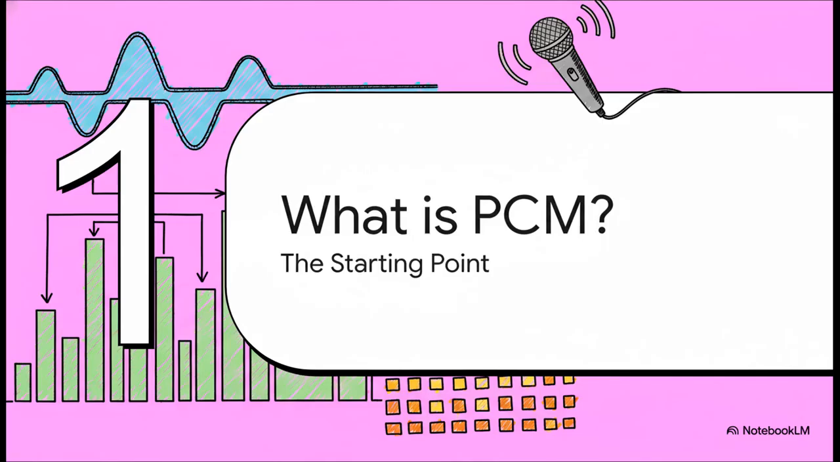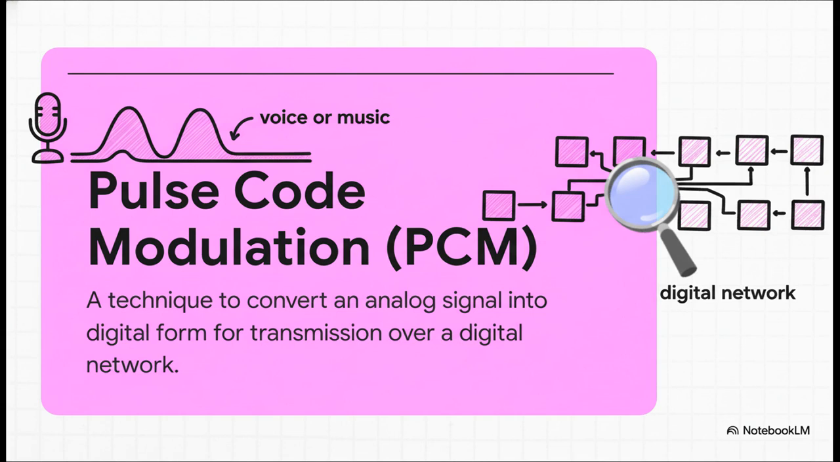All right, so first things first, what exactly is pulse code modulation? To really get it, we need to start at the very beginning of the journey. So, at its heart, PCM is the go-to method for taking an analog signal, like your voice or maybe music from a guitar, and turning it into a digital format. It's this digital code that can be sent super cleanly and reliably across a network without getting all distorted.